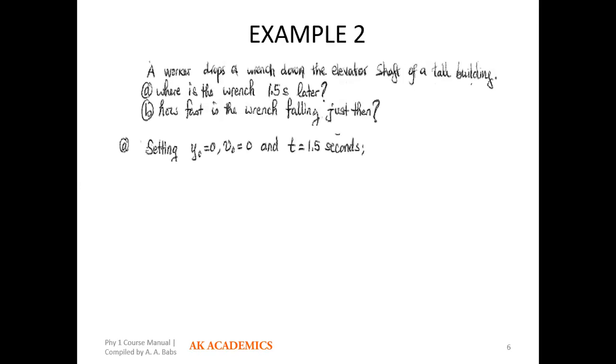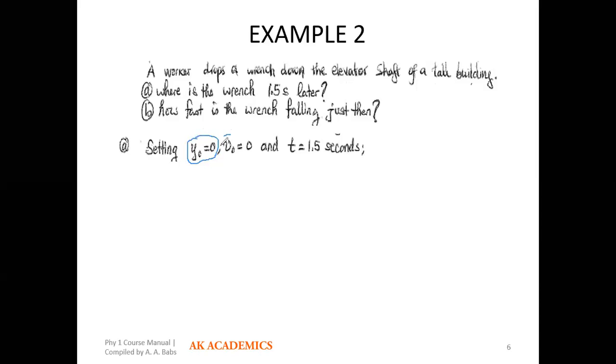Since the wrench is falling from a shaft, we will know that initially the wrench's initial position y naught is 0, the initial velocity v naught is 0, and the total time of travel as given in the question is 1.5 seconds. So if we take it forward from here, you will use one of our equations of motion. The one that suits this question the most is y minus y naught equals v naught t minus half g t squared. This is one of the equations of a free falling body that we proved and discovered the other time.